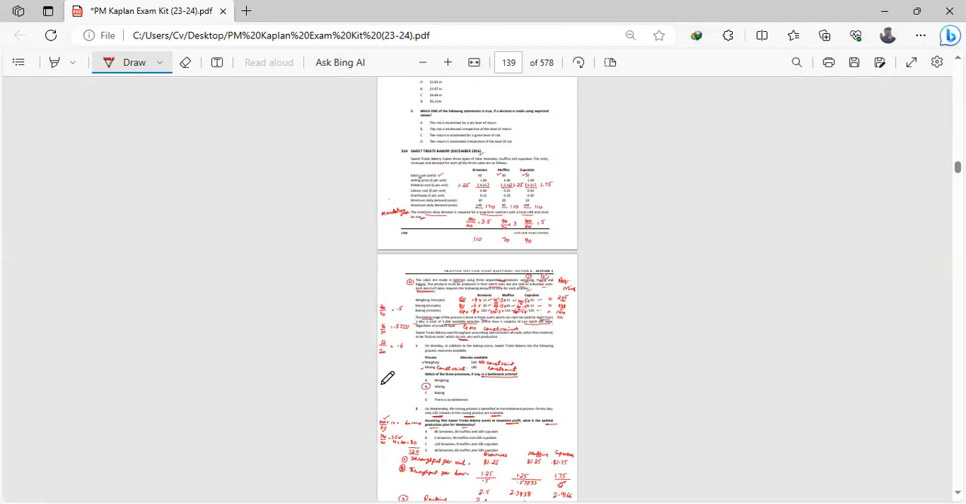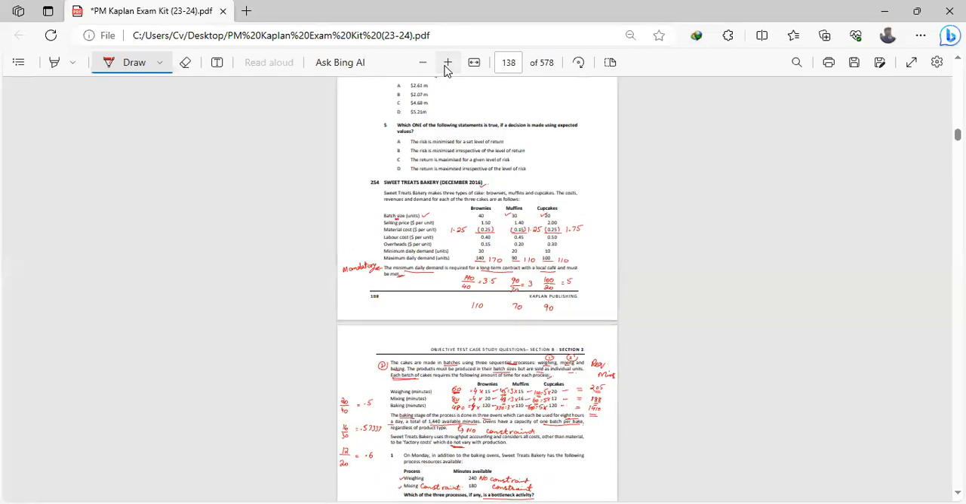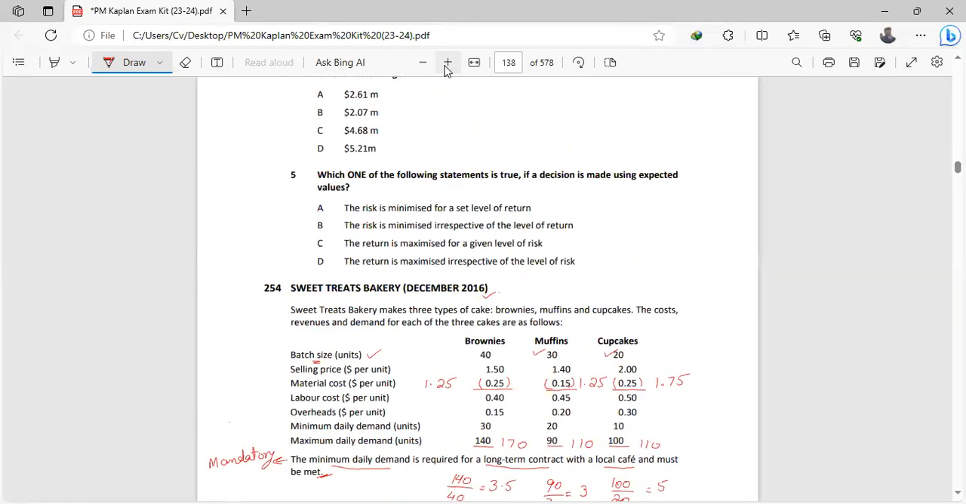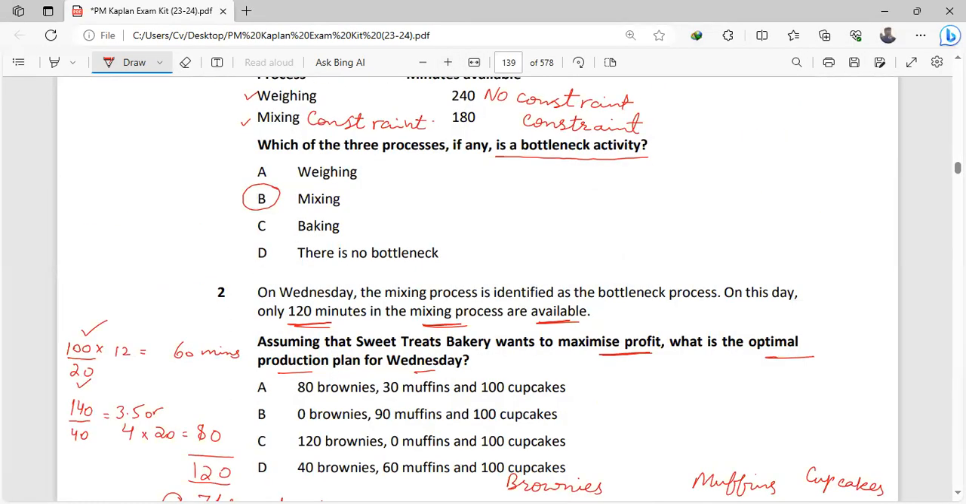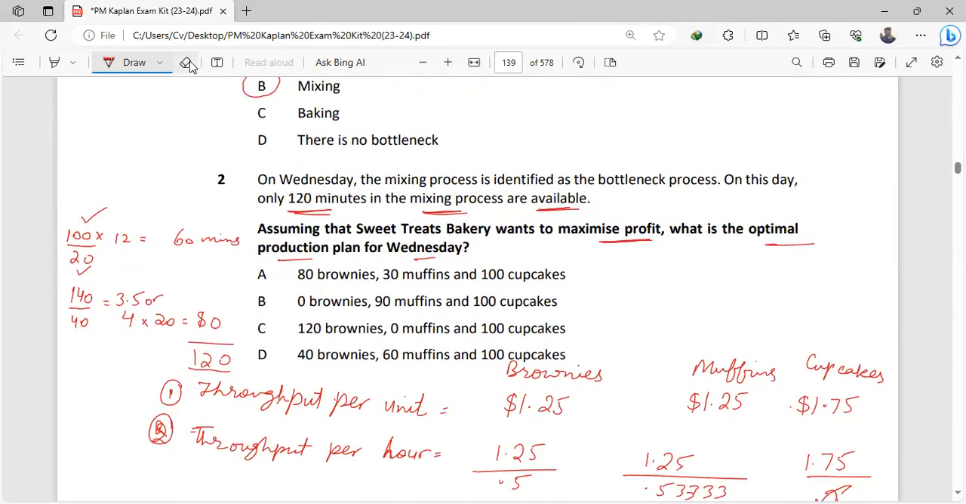Now what will I do? I will use the balancing figure. I will say that 120 minutes are available in total. Out of 120 minutes, 60 are used by cupcakes. Now, what is the balancing figure? Balancing figure is 60. So, when I tried with a total of 4 batches, I found 80 minutes. But 80 minutes are not useful for me because I have 60 minutes as a balancing figure, for brownies.